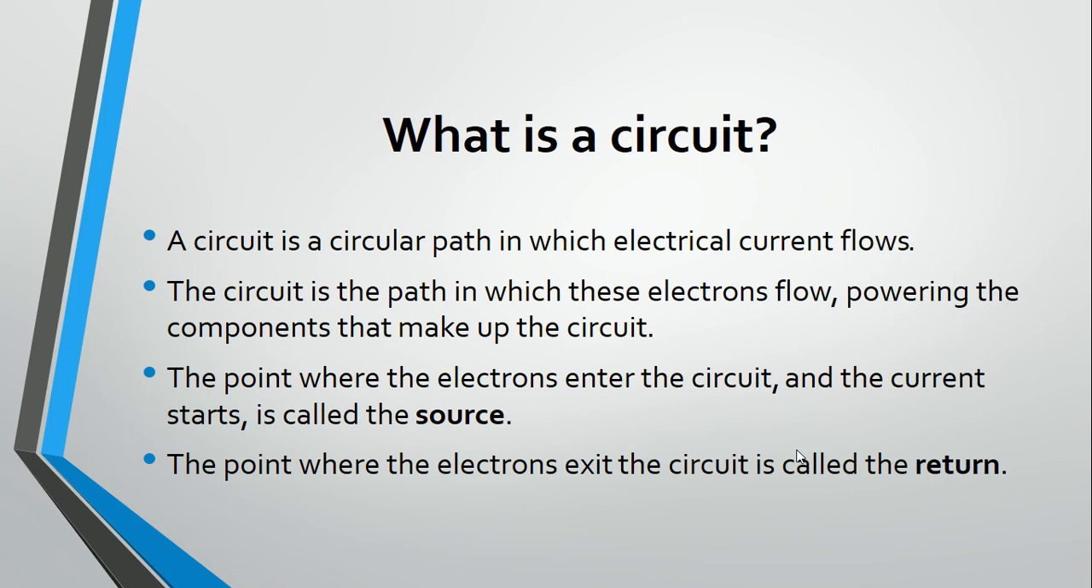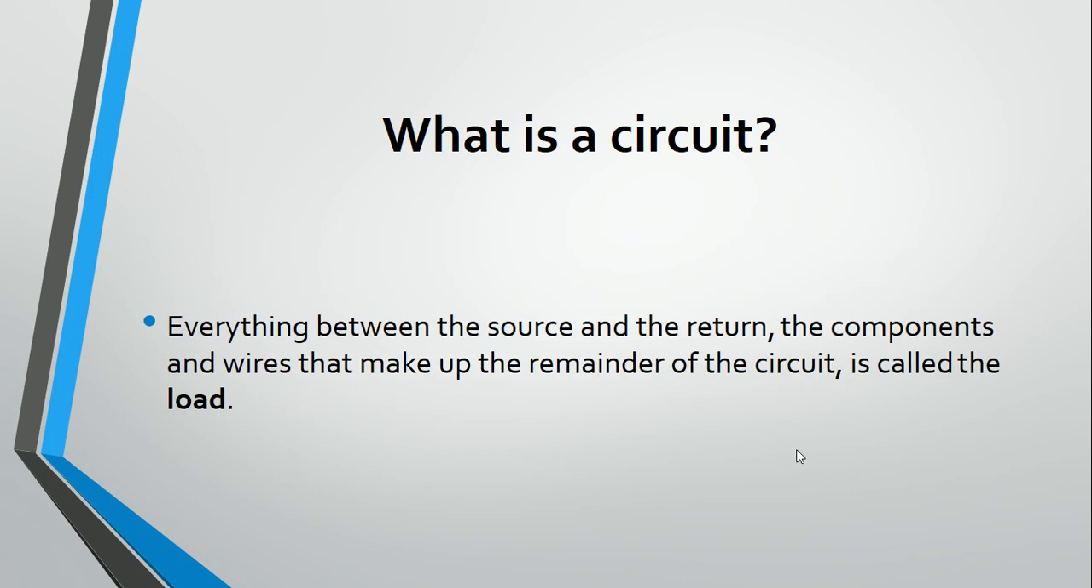So the question is, what is a circuit? A circuit is a circular path in which electrical current flows. The circuit is also the path in which these electrons flow, powering the components that make up the circuit. The point where the electrons enter the circuit and the current starts is called the source. And of course, the point where the electrons exit the circuit is called the return. Everything between the source and the return, the components and wires that make up the remainder of the circuit, is called the load.